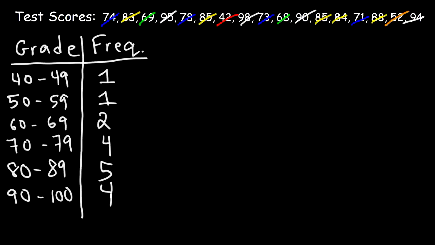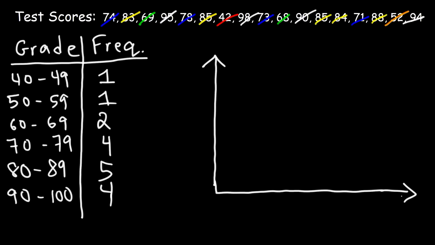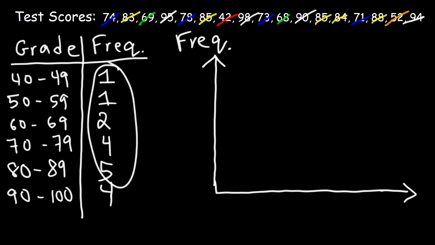Once we have that set up, now we can construct the histogram. The histogram looks like a bar graph, but the only difference is that the bars are attached to each other. There's no spaces between the bars. On the y-axis, we're going to have the data that corresponds to the frequency.